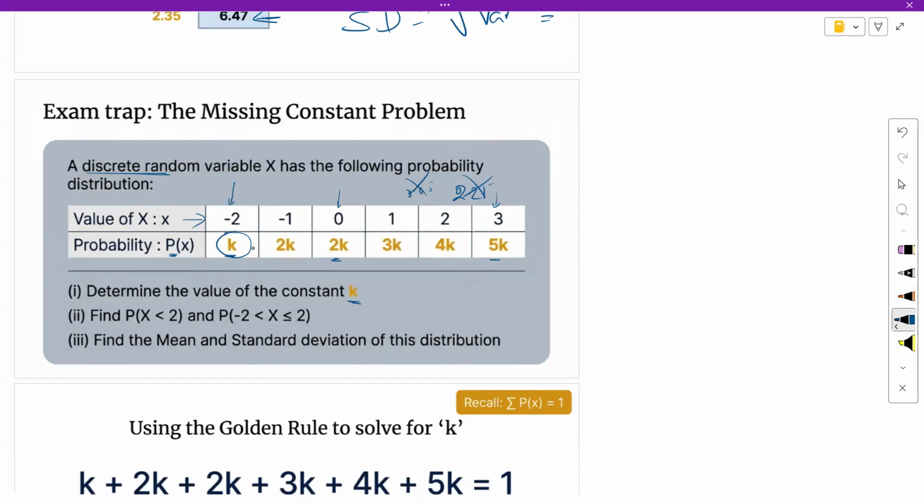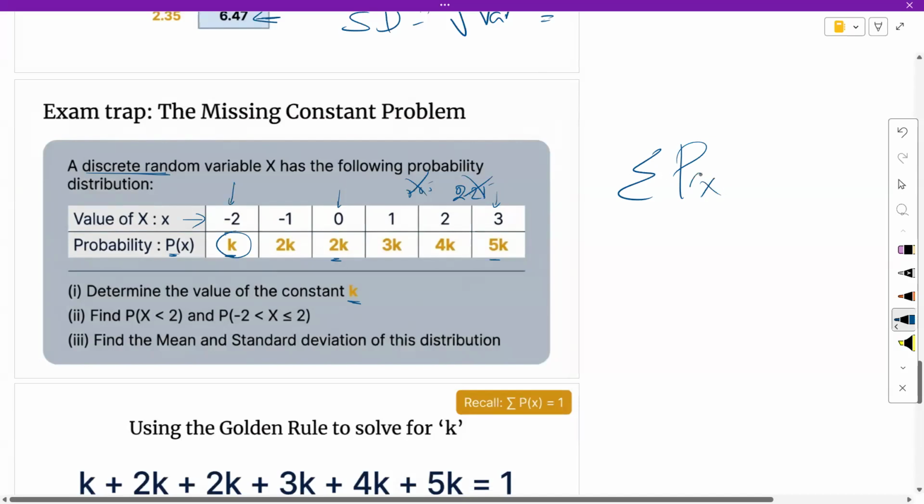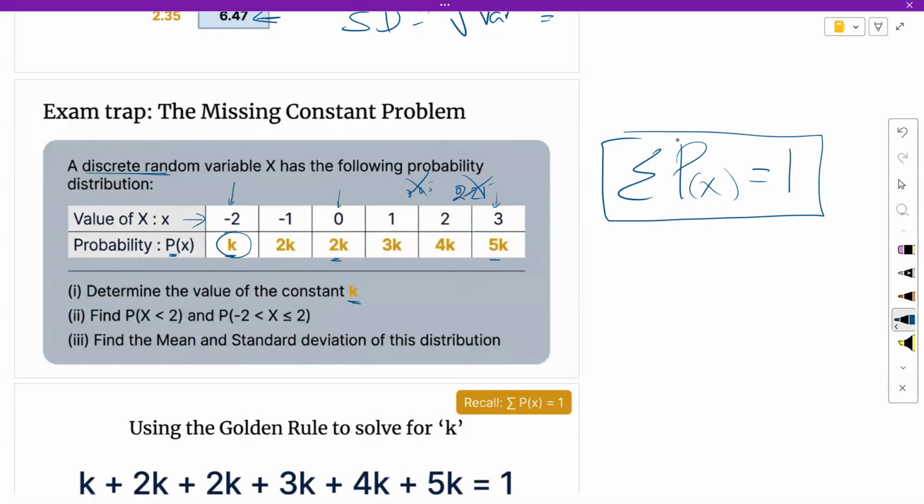The rule is that the sum of probability of x equals what? Equal to 1. You have to remember, the sum of probability of any variable always equals exactly 1. So these are the possible outcomes, and these are the expectations, the chances. We know that the sum of all these values equals 1.